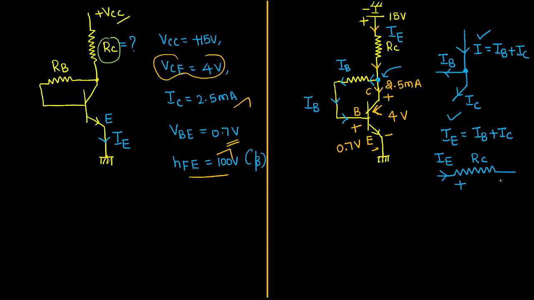So current entering point plus, leaving point is minus. Let me call the voltage drop V. So according to Ohm's law, if you want to know the value of RC, R is equal to V divided by IE. If you know these two data, then you can easily identify the value of RC. So I must know the value of voltage drop across this resistor and the current through the resistor.